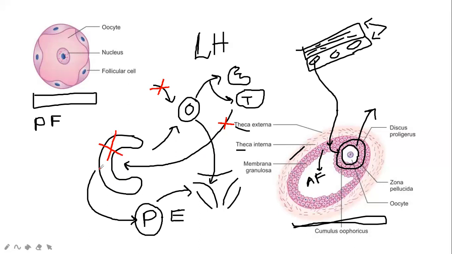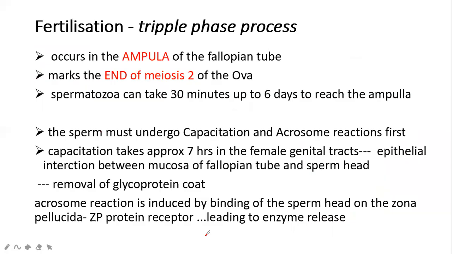And when it degenerates, we don't have what? Progesterone, right? So we have a quick fall in the amount of progesterone at the end of the month. And what happens? The maintenance of the endometrium will stop. So what we have is menstruation at the start of the new month. All right, so that's the whole cycle. Anyway, that is about ovulation.